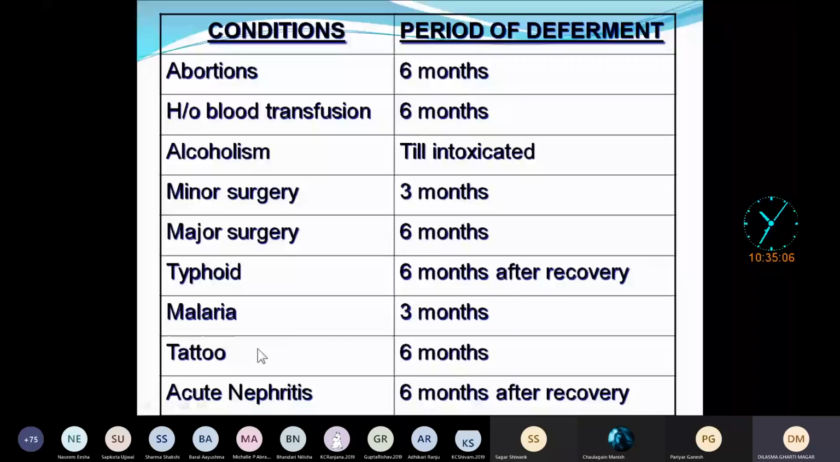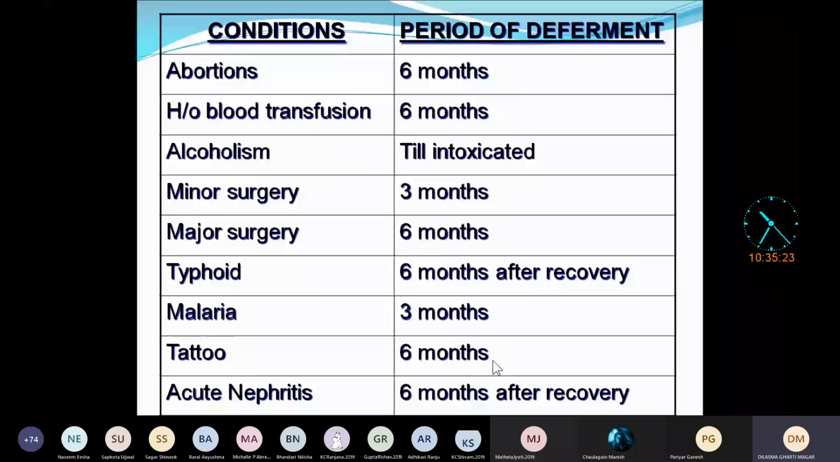So having a tattoo, also 6 months. Ma'am, why? Because in case of a tattoo, you are asking. Yes, ma'am. Okay. Usually, you never know where that person got that tattoo, isn't it?